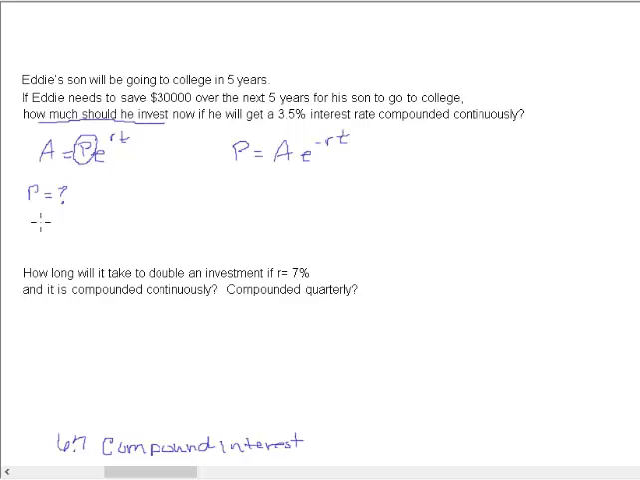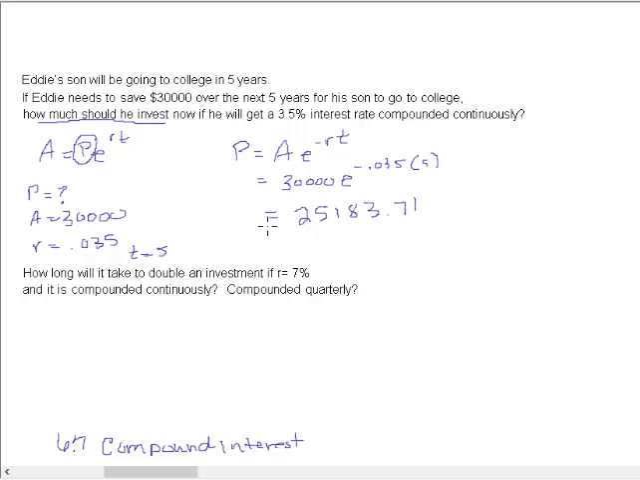Okay. So what else do we know? We know that we want to end up with 30,000. The interest rate is 3.5%, so that's 0.035. And we've got T equaling 5 years. Alrighty. So P equals 30,000 times e to the negative 0.035 times 5. Alright, so plug that on into your calculator and you should get P equals 25,183.71 rounded to the nearest hundredth.